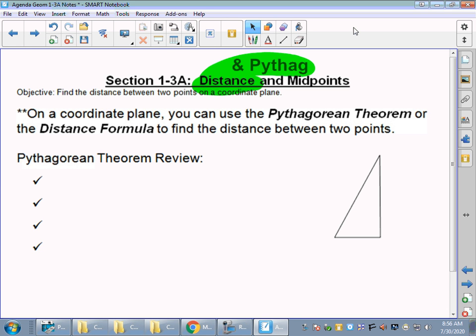Everybody's familiar with coordinate planes. You've all graphed before, right? They're pieces of graph paper. But a coordinate plane is an XY axis, and then you can plot points. So here's the important part.